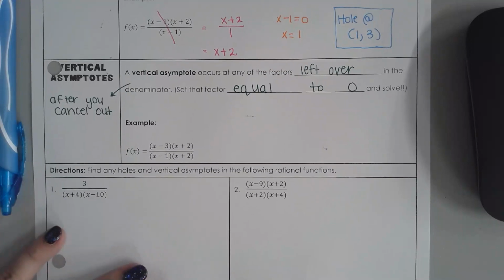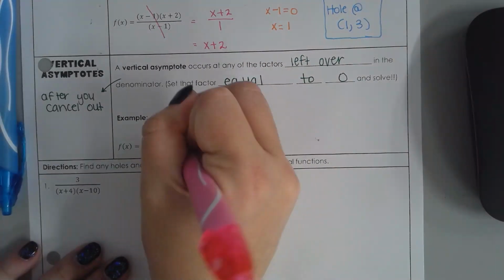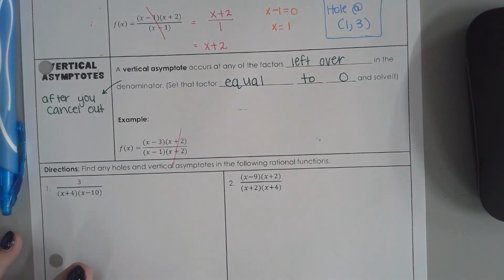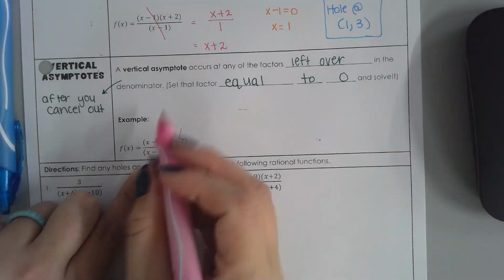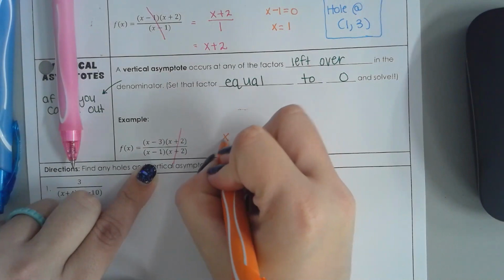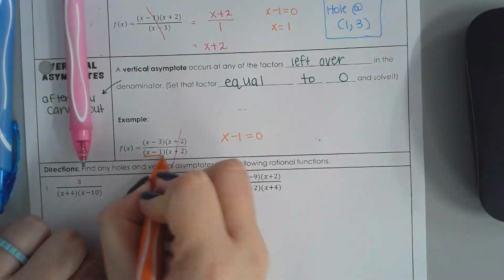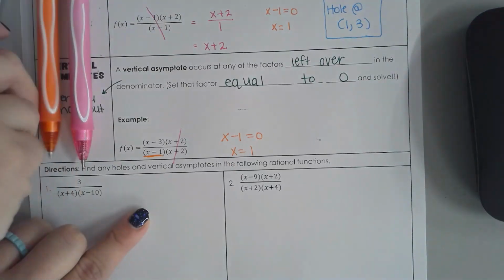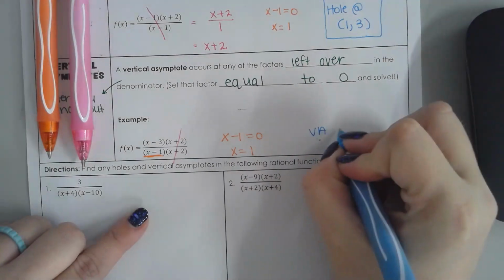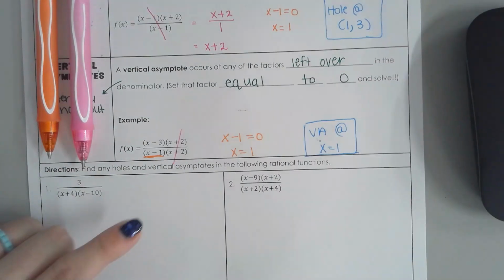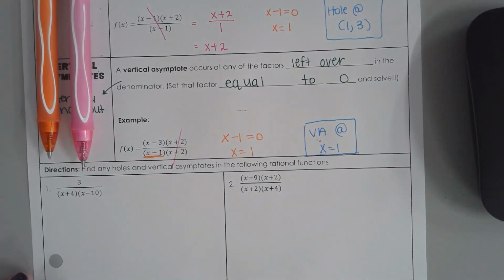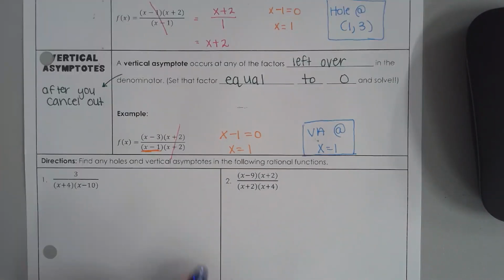So for example, I could cancel out the x plus 2's. So I would have a hole at negative 2, but for my vertical asymptote, I do x minus 1 equals 0, x equals 1. So my vertical asymptote is at x equals 1. And that's all we're doing today.